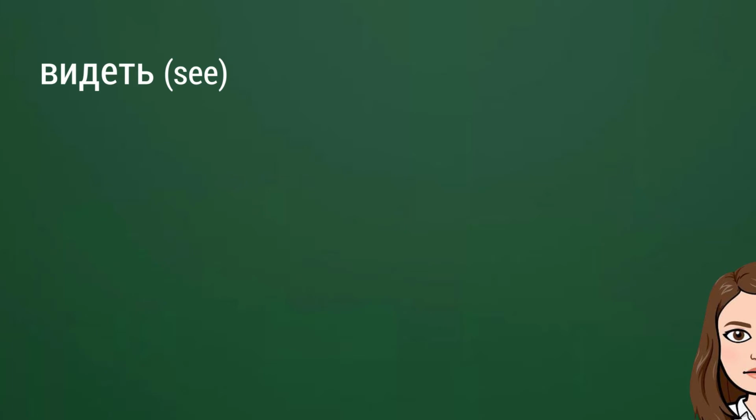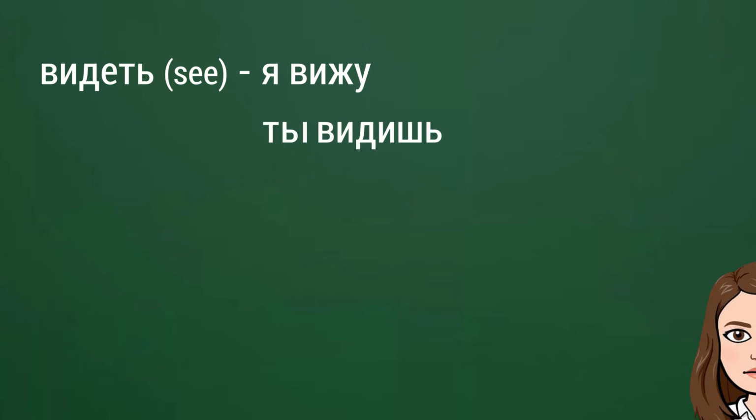One more important note. Some verbs will have changes in the root, like the verb видеть. We will change the letter д to the letter ж in the form for the first person я. Видеть, that's the infinitive. But I see, я вижу. You see, ты видишь. For the rest of the forms, the letter д will come back.